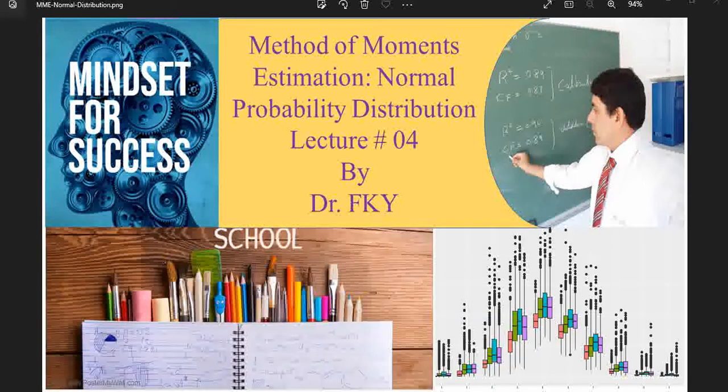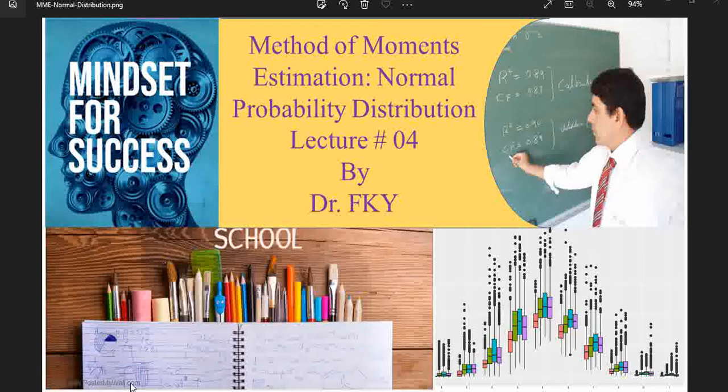Hello guys, in this lecture I will discuss the method of moment estimates for the normal probability distribution. This is lecture 4 of the series on method of moment estimation. We know that in the normal distribution there are two parameters. One is the mean, normally denoted by mu, and the other is the variance, sigma square. So we need to find the estimates for these two parameters using the method of moment estimation.